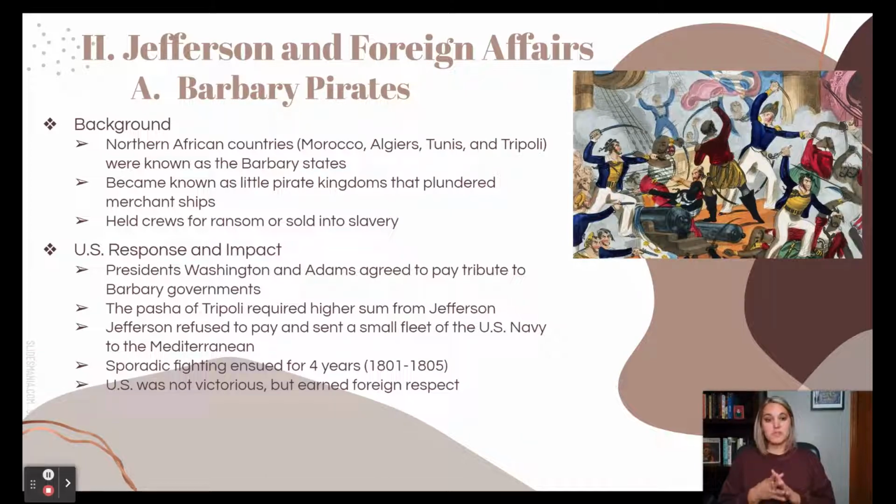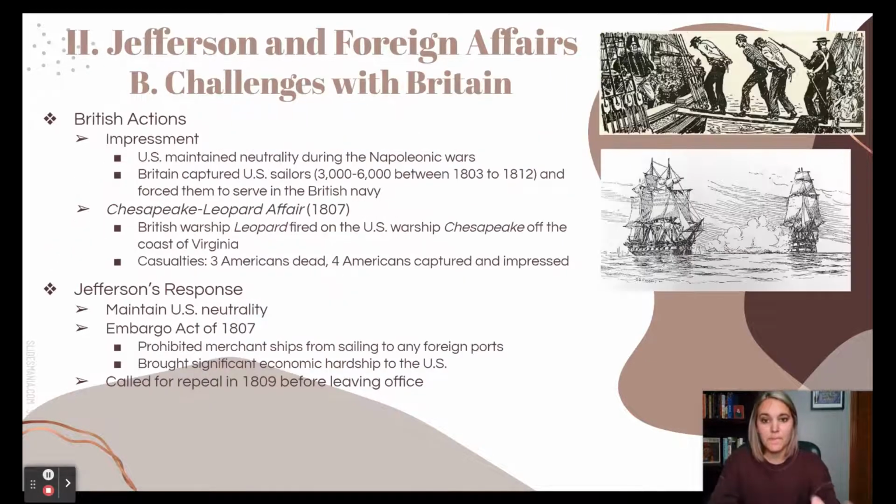While it wasn't an official declared war, there was sporadic fighting, and the U.S. was never officially victorious, but did earn some foreign respect in this process. Much more significantly, part of Jefferson's presidency is going to deal with challenges with Britain.